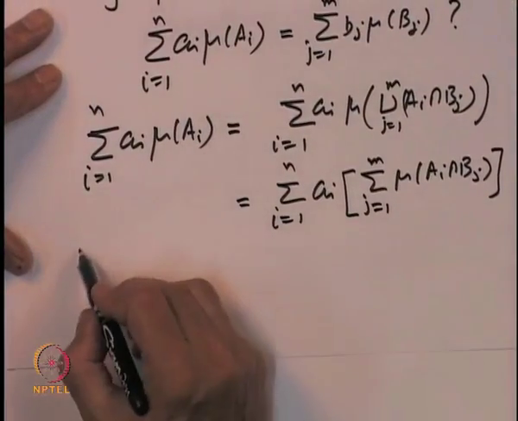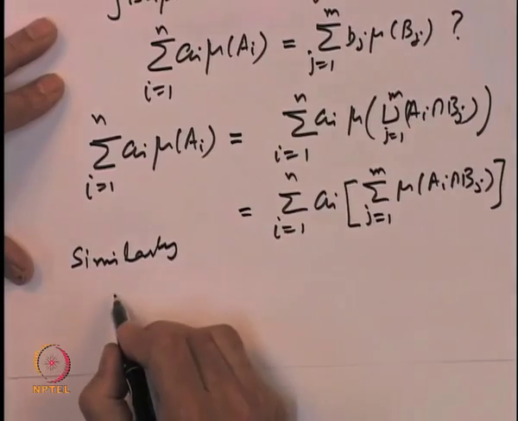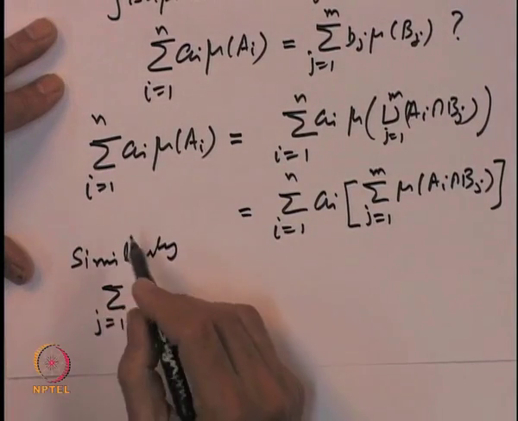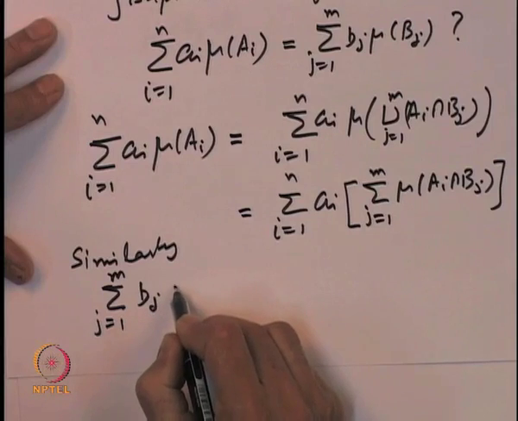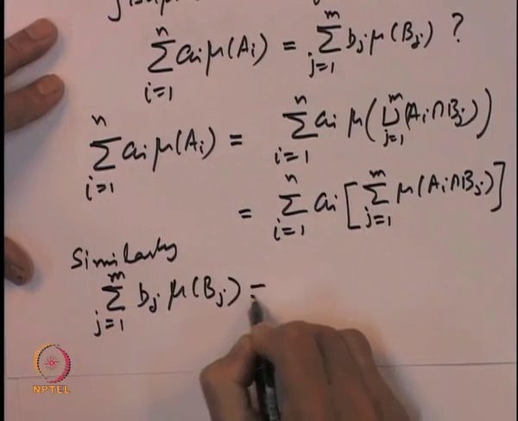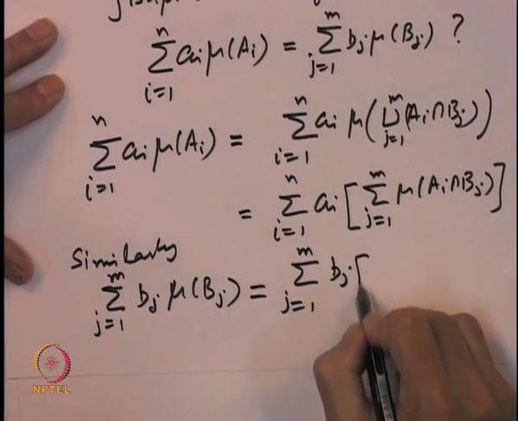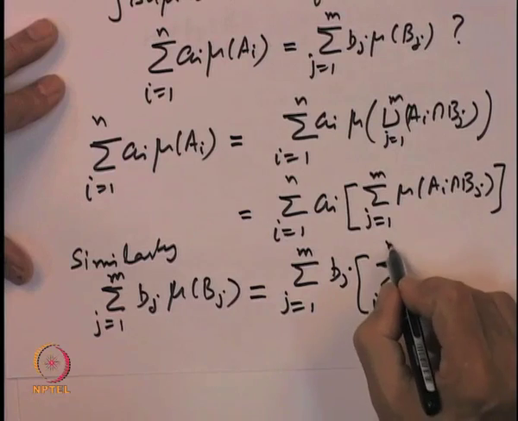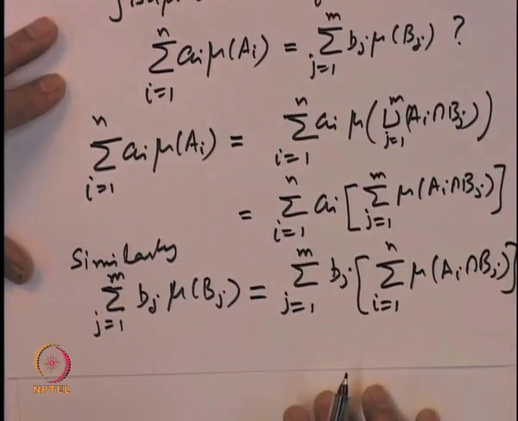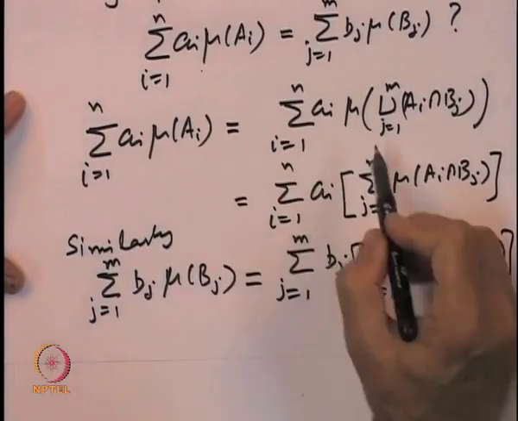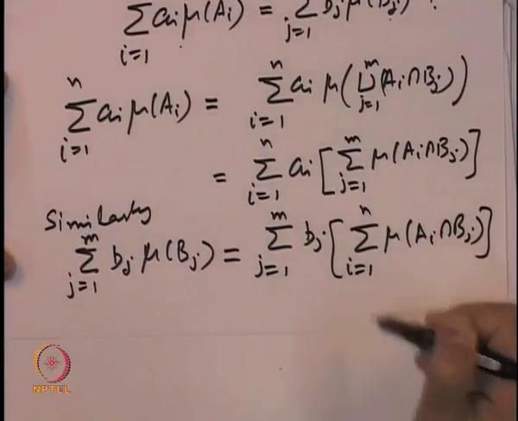And similarly, we can write the other side, that is the sum over j equal to 1 to m of b_j μ of B_j to be equal to the sum over j equal to 1 to m of b_j times the sum over i equal to 1 to n of μ of A_i intersection B_j. So, the left hand side here is written as this sum, the right hand side is written as this sum. Now, we want to show that these two sums are equal.